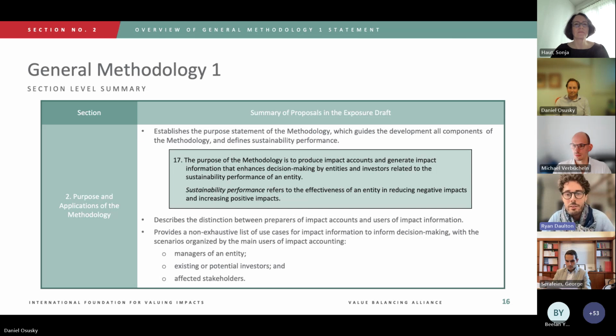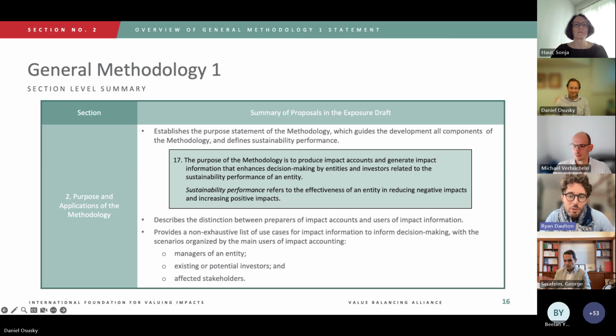There are a few key terms here that are defined in the glossary. Impact accounts, which is the aggregation of various impact pathways that measure and value the impacts of an entity. Those are the impact accounts. From impact accounts, you derive impact information that could take various different forms: an integrated profit and loss statement, a summary by stakeholders of different impacts, that would be impact information, and then all of it together being impact accounting.